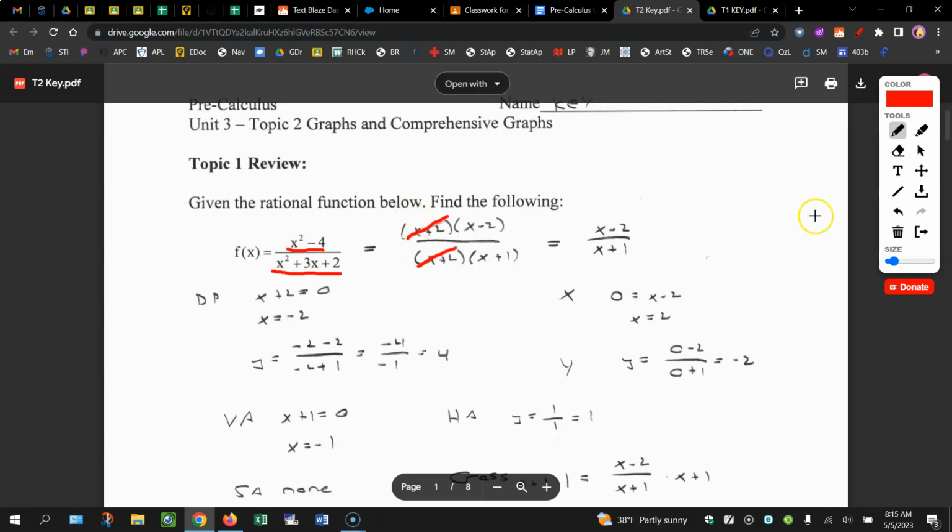In order to find the coordinates of the deleted point, you take that common factor and you set it equal to 0. So x plus 2 is equal to 0. You solve, you get x equals negative 2. So that's the x coordinate.